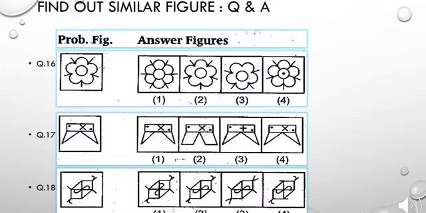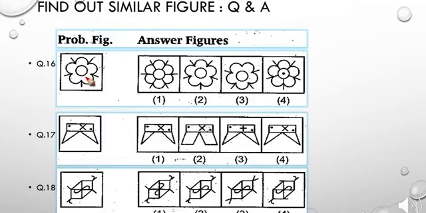Question number 16. There is a problem figure given and there are four answer figures given. We need to find which answer figure is exactly same as the problem figure. We see that the problem design is like a flower shape. At the center of which there is a circle and inside the circle there is no design.